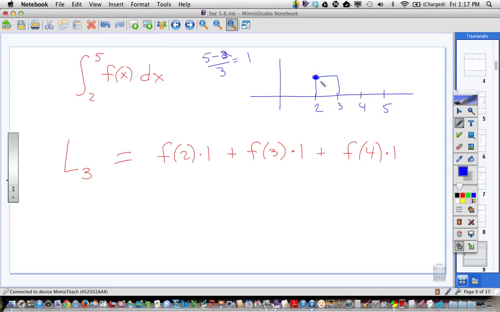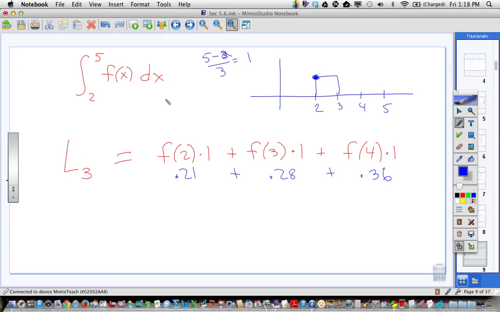And so all you need now is to look at the table. What's f of 2? 0.21, 0.28, 0.36. We don't know what the function did in between there, but we don't care. Boom, boom, boom, add those up, and you got your L3 approximation, right? So when we do an L3 or an R4 or whatever to an integral, the function could be a table, a graph, all those things.